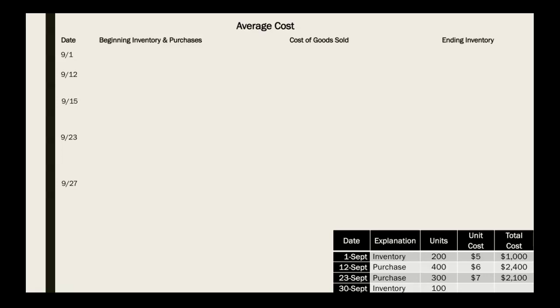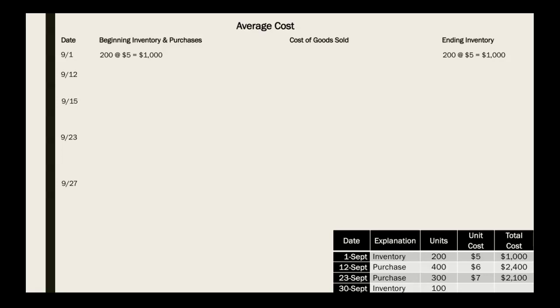Now we can take a look at average cost. So, FIFO and LIFO changed from each other when there was a sale. Average cost is going to split off from those when there's a purchase. So the first day is exactly the same. We had a beginning inventory of 200 units at $5 a piece. That was also the ending inventory on that day. The 12th is where things get a little different.